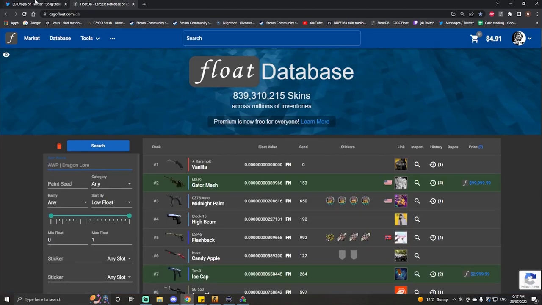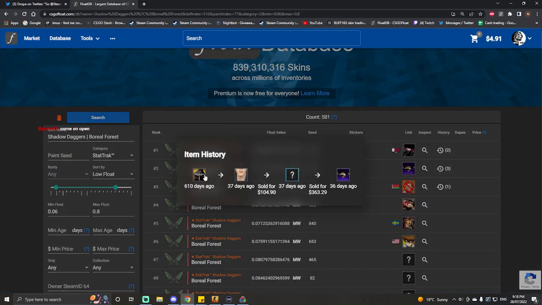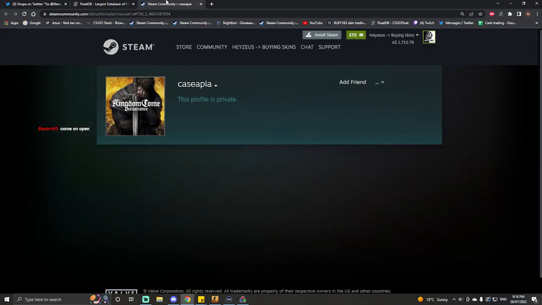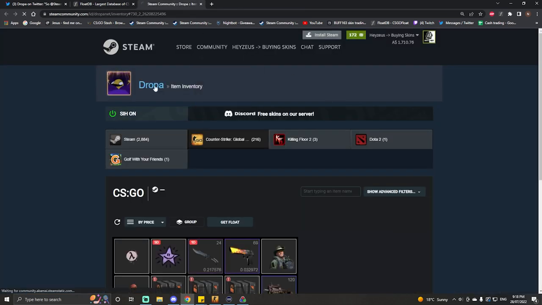But if we go and have a look, what type is it? Boreal Forest. Here they are. So it's this set, this set from a certain HFB. So he avoided having the skin deleted by Valve for several weeks by going through several community market sales. Eventually, Valve tracked him down and returned the item.